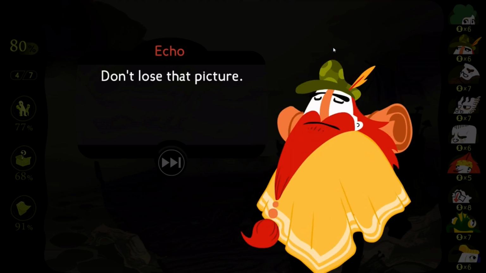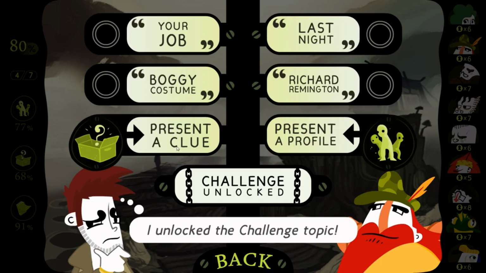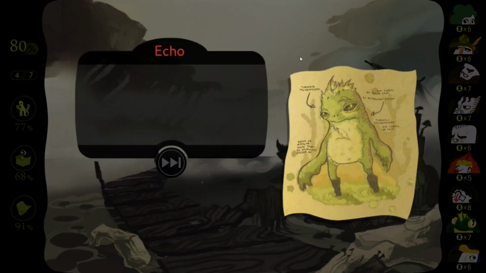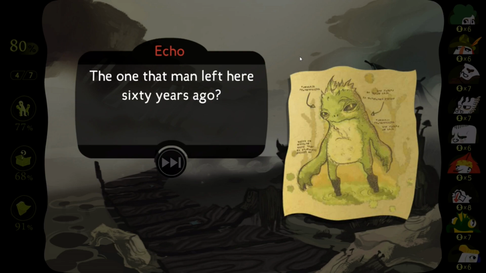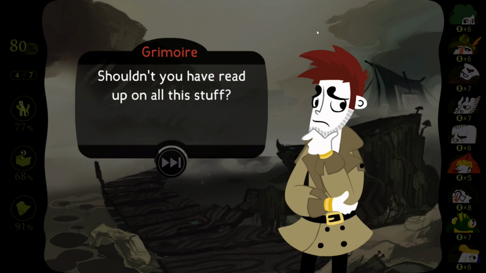Don't lose that picture. And show it to Mr. Harper before you leave. This is the journal, correct? The one that man left here 60 years ago? You seem a little unsure of the details. Shouldn't you have read up on all this stuff?